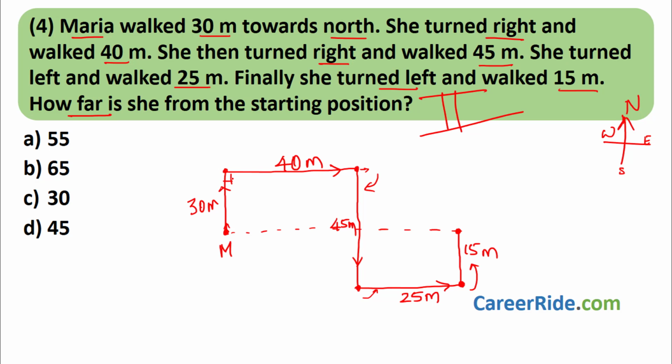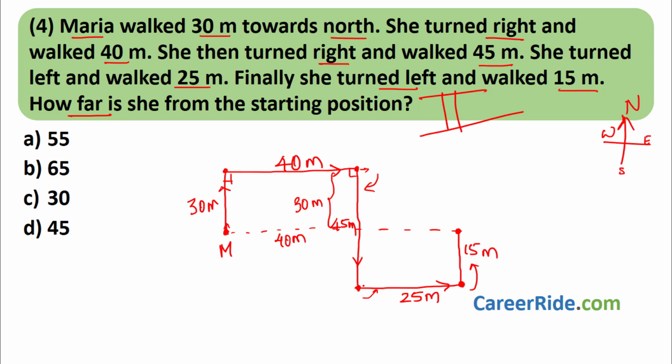Now, if you see carefully, this is 30 meters. Then again, this is a 90 degree angle. So, she goes 40 meters over here. Again, a 90 degree angle. She comes 45 meters down. So, this would be nothing but 30 meters. This will be a rectangle. This will be 40 meters, correct? This is 30, this is 30, this is 40, right?